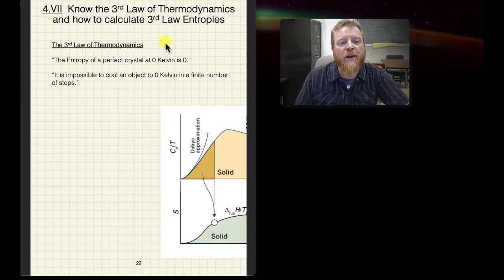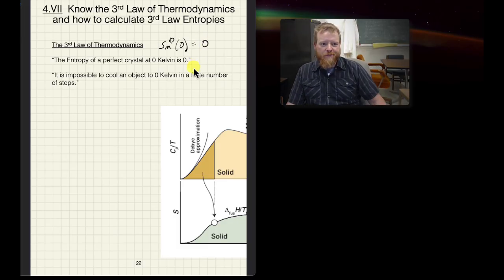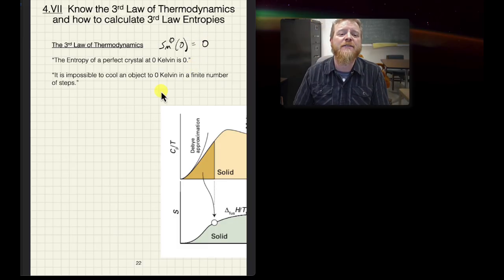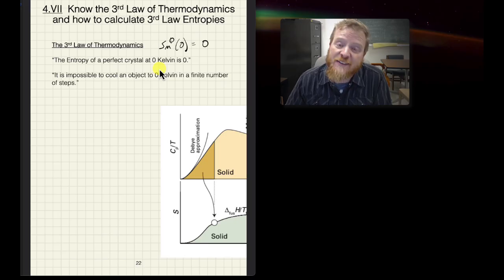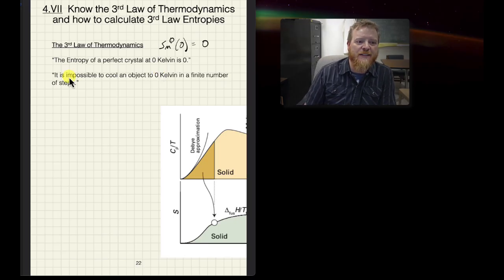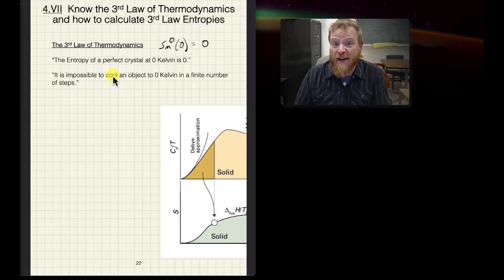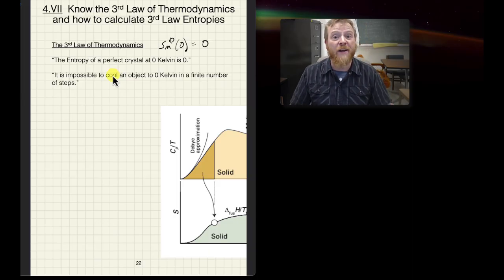And so if we want to think about this in the context of our standard molar entropy, at 0 Kelvin it equals 0. Okay. However, this seems at odds with the second law of thermodynamics, which states it is impossible to cool an object to 0 Kelvin in a finite number of steps. That's one of many ways we can state the second law.